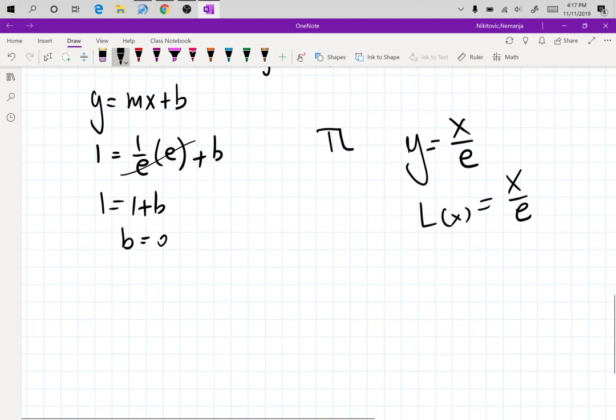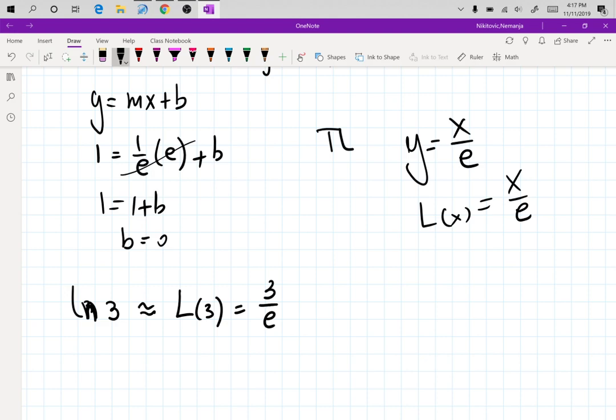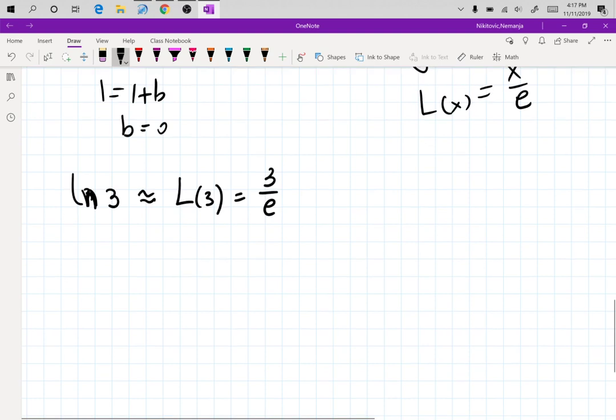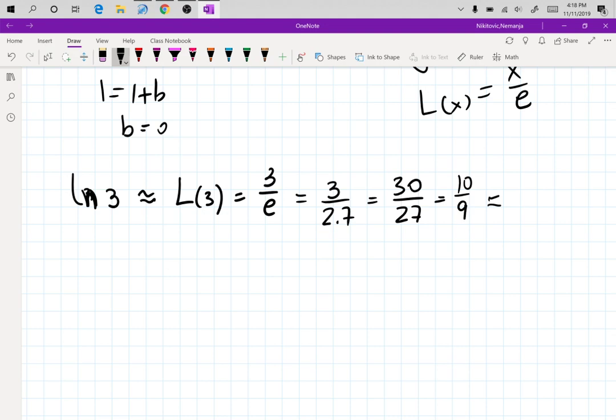So how much is ln 3? ln of 3 is approximated by L of 3. And that is simply 3 over e. So now we just need to compute that. And we can do this without a calculator because we are bosses over here, right? e is about 2.7. So this is going to be 30 over 27. When you cancel by 3, you get 10 over 9, which is approximately 1.1111 forever. So I just keep two ones and put the bar on top.